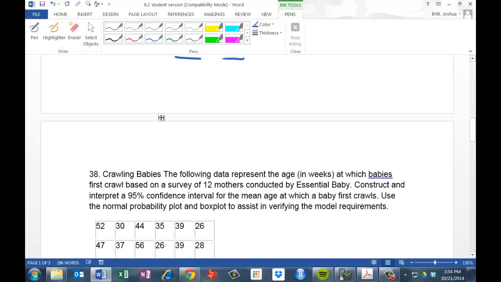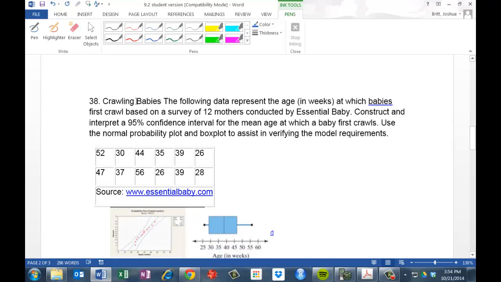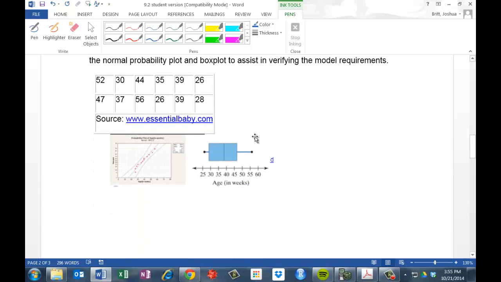Okay, one more example. The following data represent the age in weeks at which babies first crawl, based on a survey of 12 mothers conducted by Essential Baby. Construct and interpret a 95% confidence interval for the mean age at which a baby first crawls. Use the normal probability plot and box plot to assist in verifying the model requirements. Essentially these requirements are met if the red dots stay within these two curved blue lines, then we're okay.